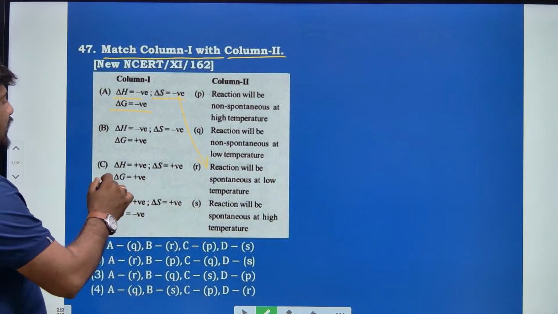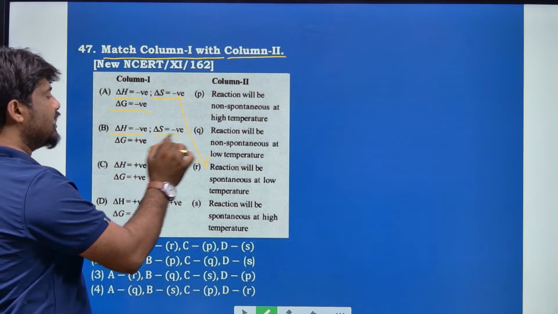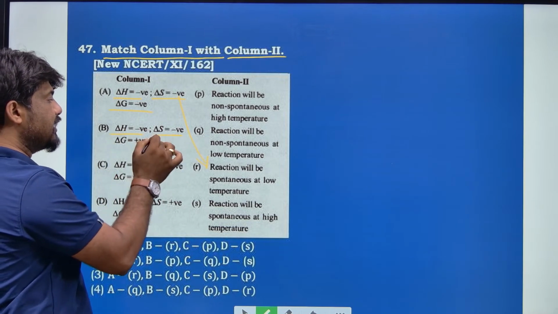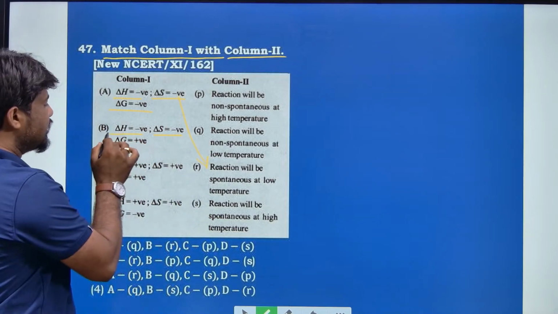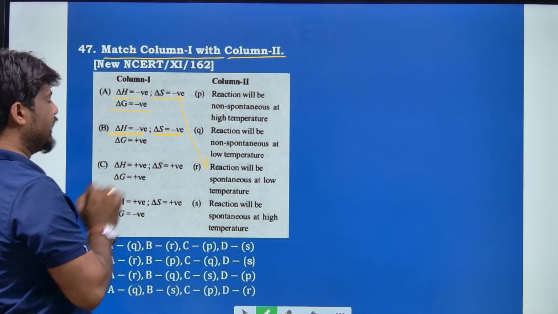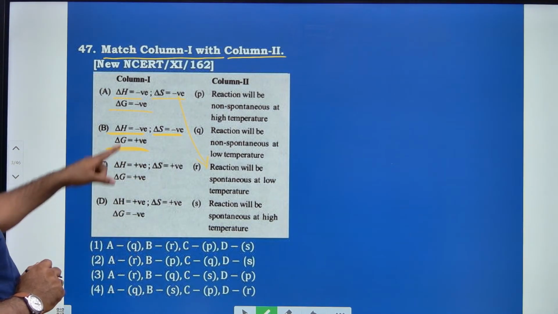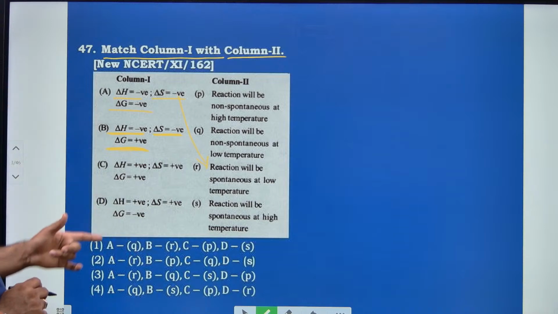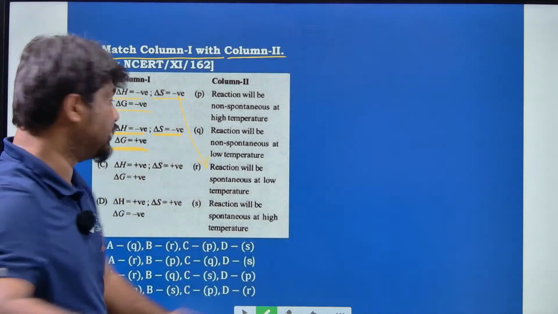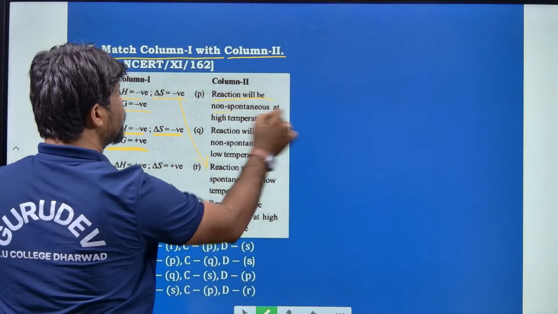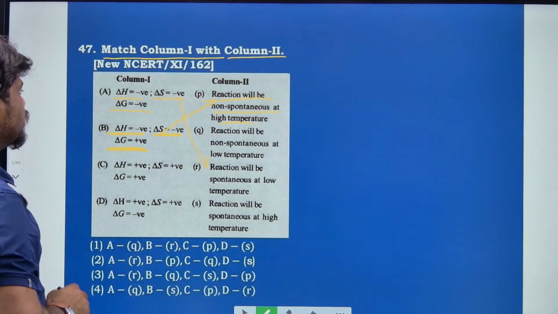If we come to B, I'll repeat one second: delta H is negative, delta S is negative, delta G is positive. If delta G is positive and delta H and delta S are negative, then the reaction will be non-spontaneous at high temperature. So for B, it is P.